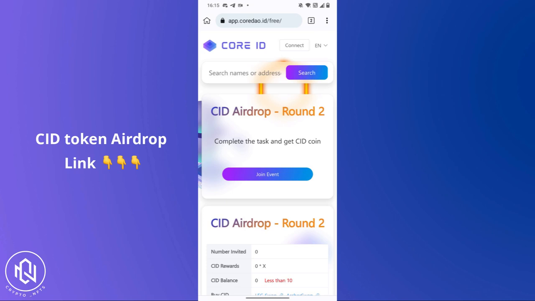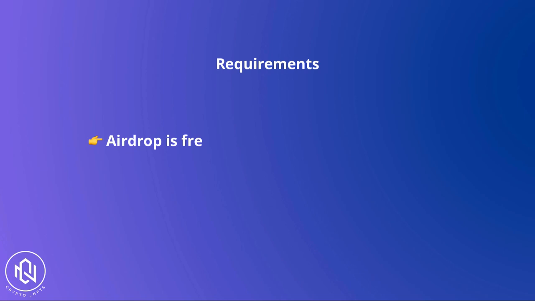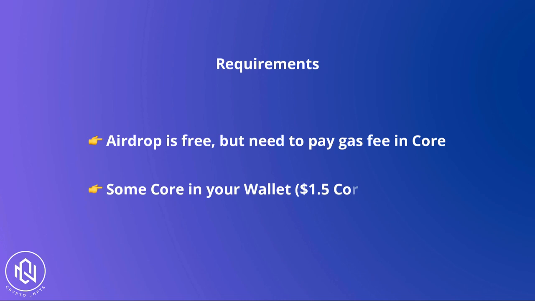Okay, now without any further ado, let's see how we can claim the CID tokens airdrop. For this airdrop, we need some core tokens in our wallet. As I missed the Satoshi Core mining airdrop earlier, I don't have any core in my wallet. That is why I am buying some cores from OKX platform. You can buy the core from anywhere you want.